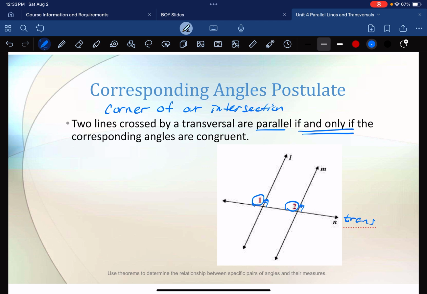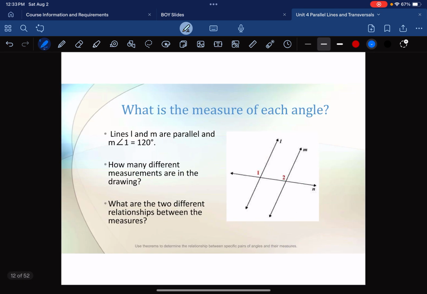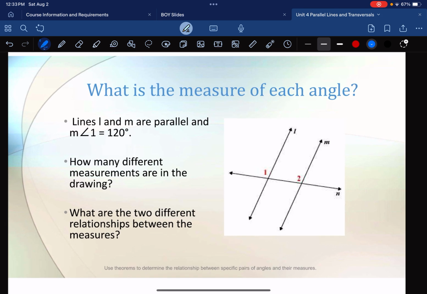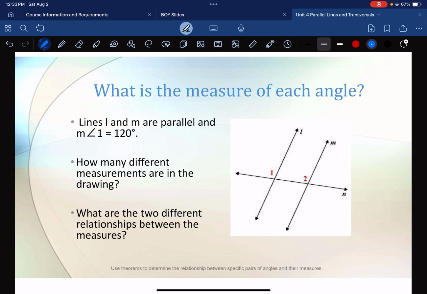Okay, so if this is 120 degrees, this is 120 degrees. All right? Okay, so that's corresponding angles are congruent. Now that can tell us something about every other angle pair. So let's think about this. If L and M are parallel and angle 1's 120, how many different measurements are there in the drawing? Well, we just talked about the fact that 1 and 2 are corresponding, so that angle is also 120.